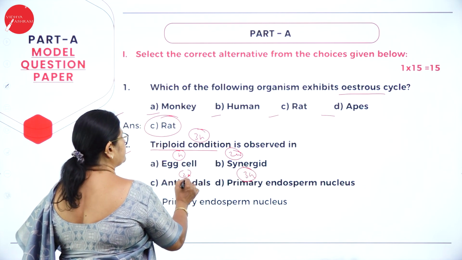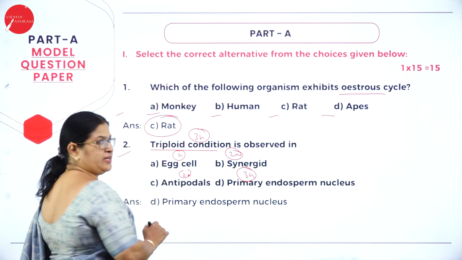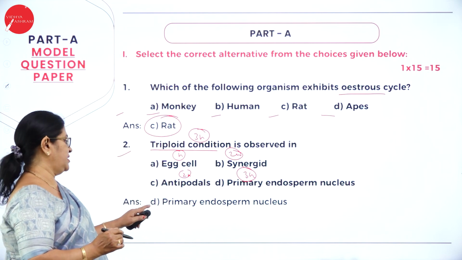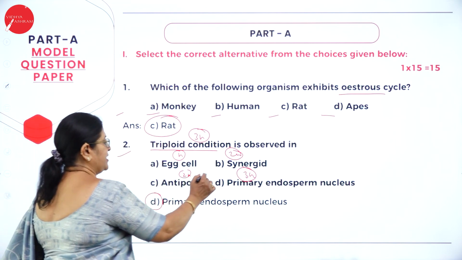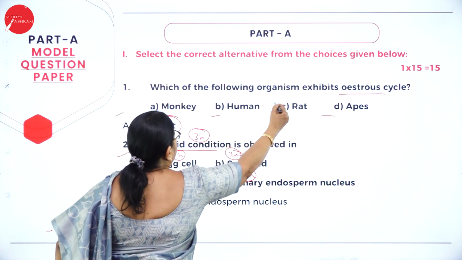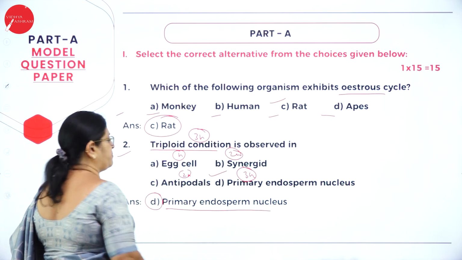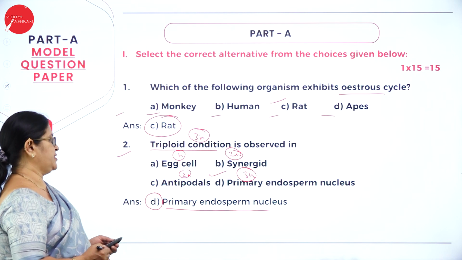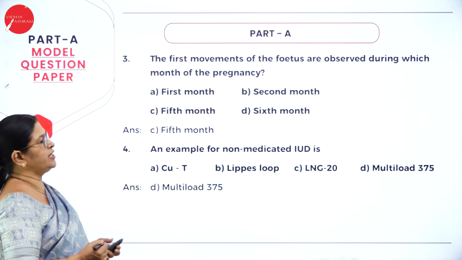3 antipodal cells will be there, but here it is 3N. So what will be the right answer? Answer D is the right answer. As I said, here it is the right answer. So what is the answer? Primary endosperm nucleus. Moving on to the third question.